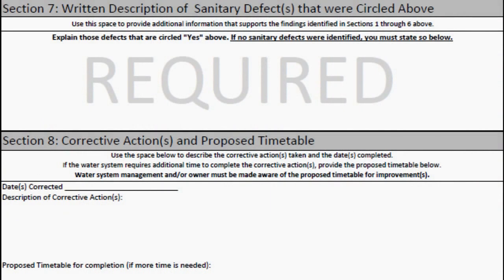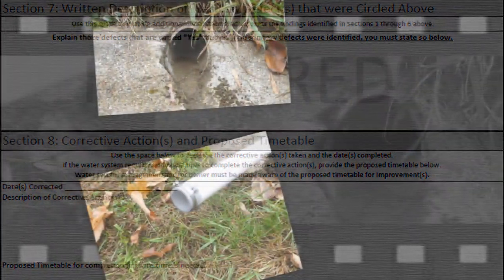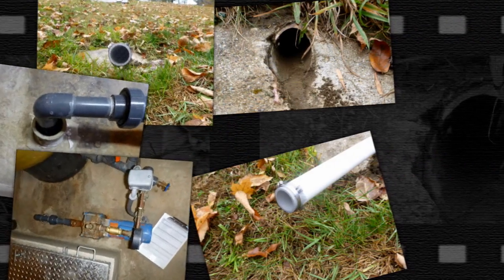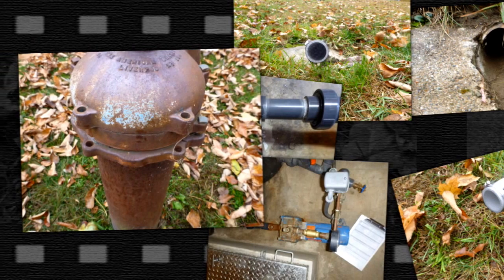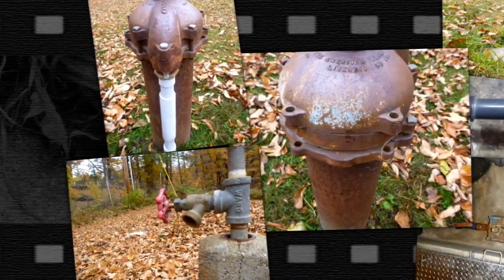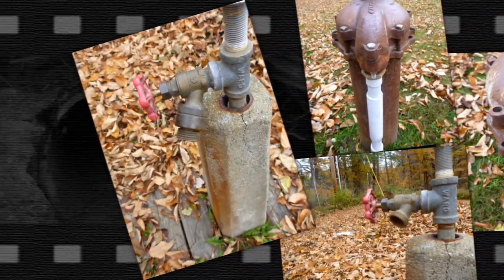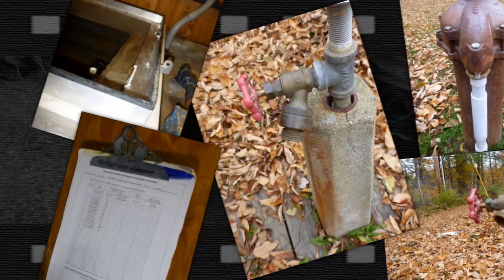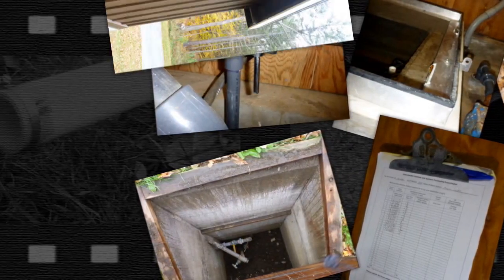Once the defects are identified and explained, Section 8 requires that you describe the corrective actions to address each sanitary defect. Every sanitary defect identified must have a corresponding corrective action. All corrective actions are required to be completed within 30 days. However, if a system needs more than 30 days to fix something, the operator may request an extension by proposing an alternate date on the assessment form. We will review the form and consider whether an extension is warranted and reasonable for each assessment.